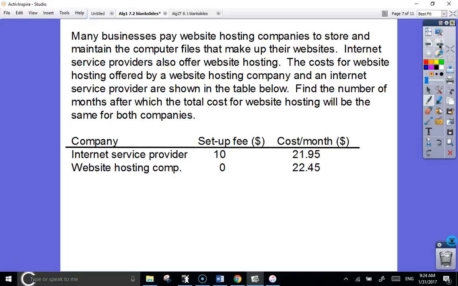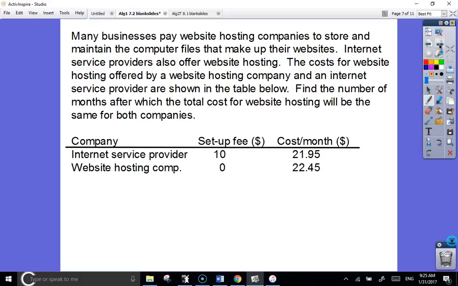So now let's do a word problem that does this. Many businesses pay website hosting companies to store and maintain the computer files that make up their websites. Internet service providers also offer website hosting. The cost for website hosting offered by a website hosting company and an internet service provider are shown in the table below. Find the number of months after which the total cost for website hosting will be the same for both.